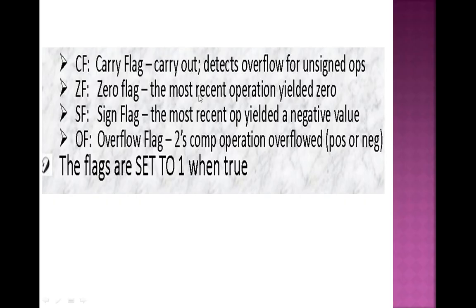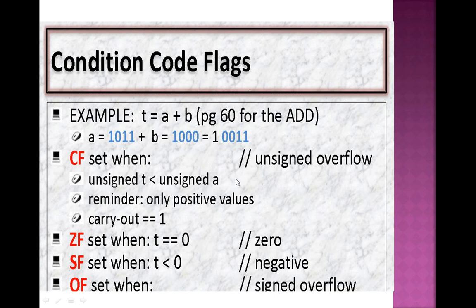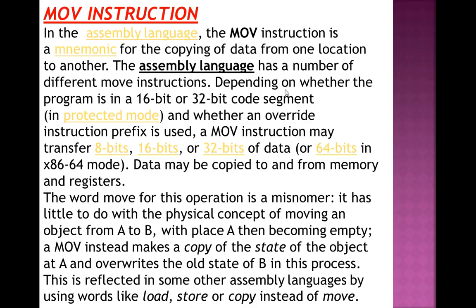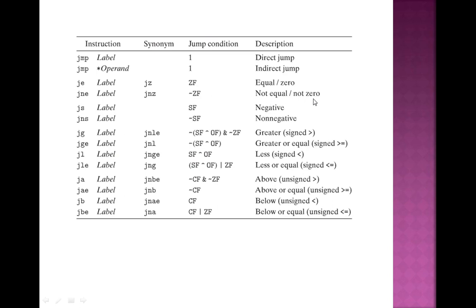These are the multiple flags, as I told you. The flags are set to 0 when it is true. Then we have also talked about condition code flags. These are the multiple condition code flags, that is ZF, SF, the sign flag, the overflow flag. This is your zero flag, this is your carry flag. These are the multiple instructions, the multiple synonyms, the multiple jump conditions, and the descriptions. This is your direct jump, indirect jump, equal 0, not equal not 0, less than or equal to.